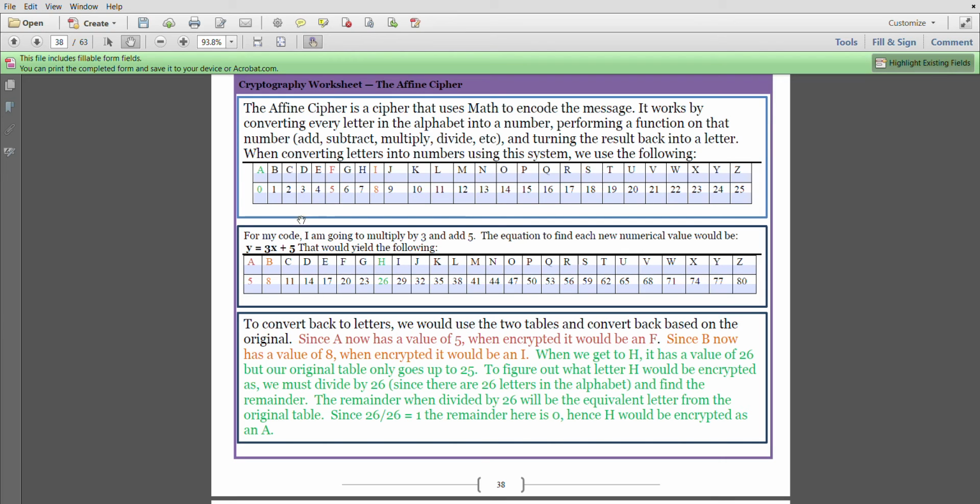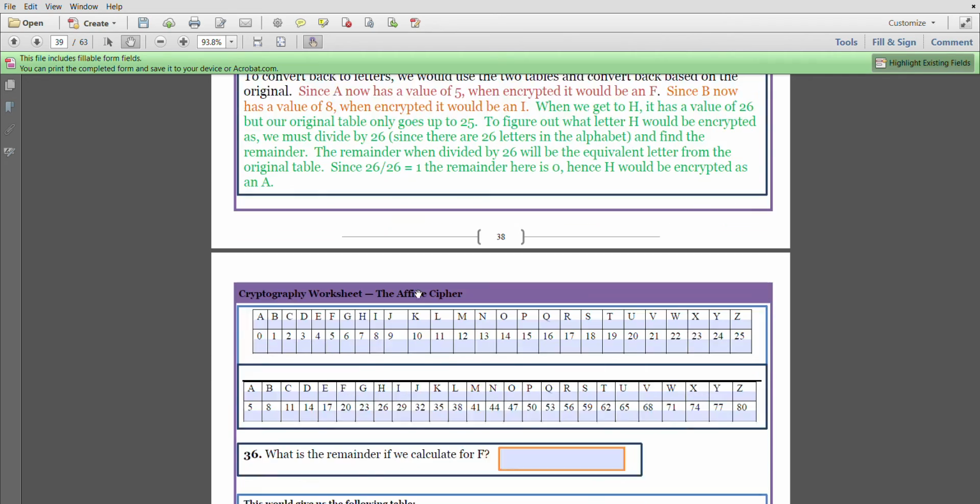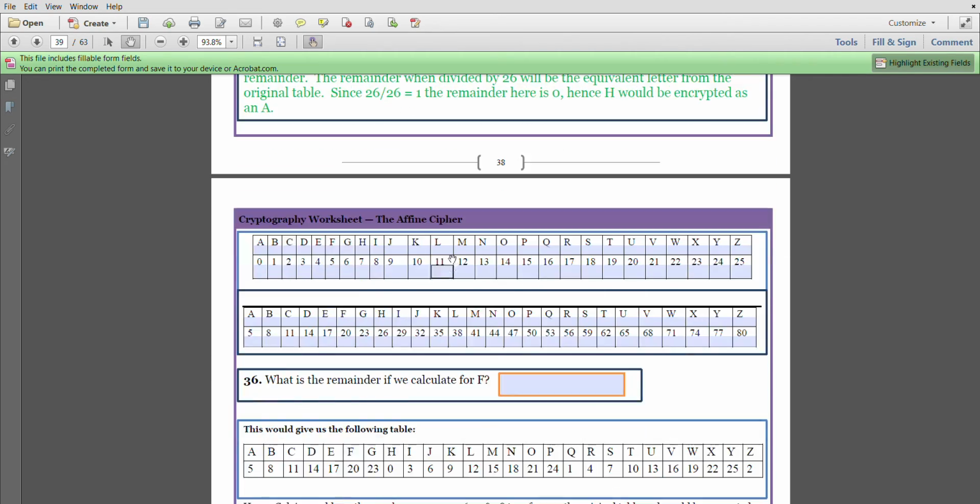And then we find the corresponding one. Oh, that's m down here. So m equals 41. All right. Now Mr. Colvin is going to have you use the affine cipher yourself.